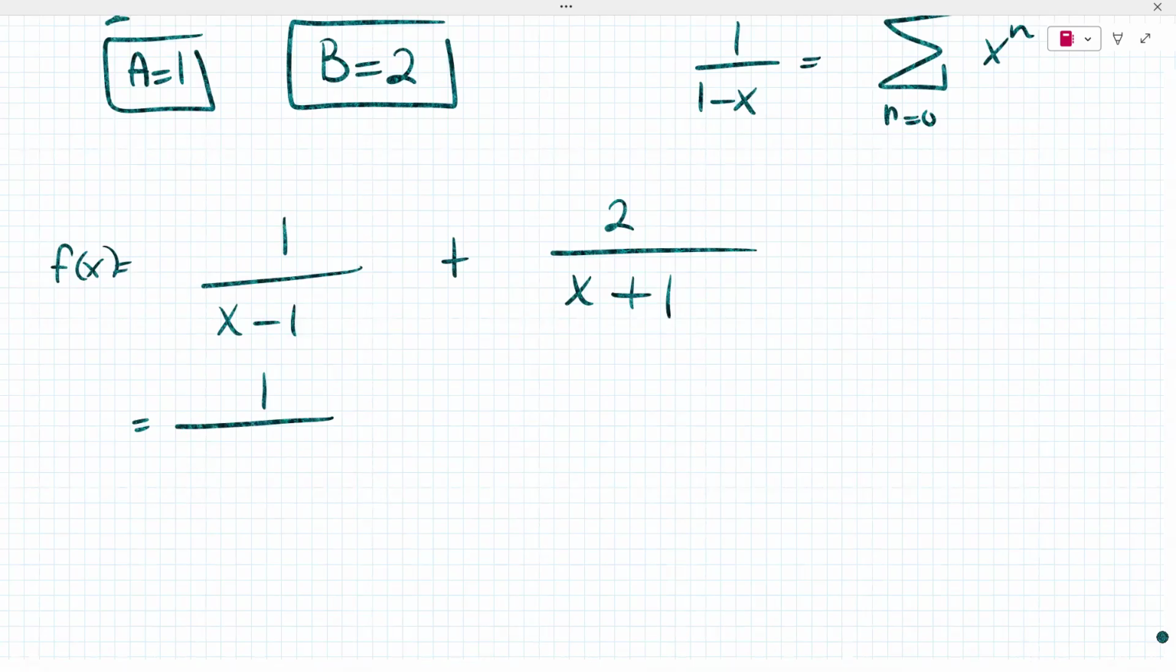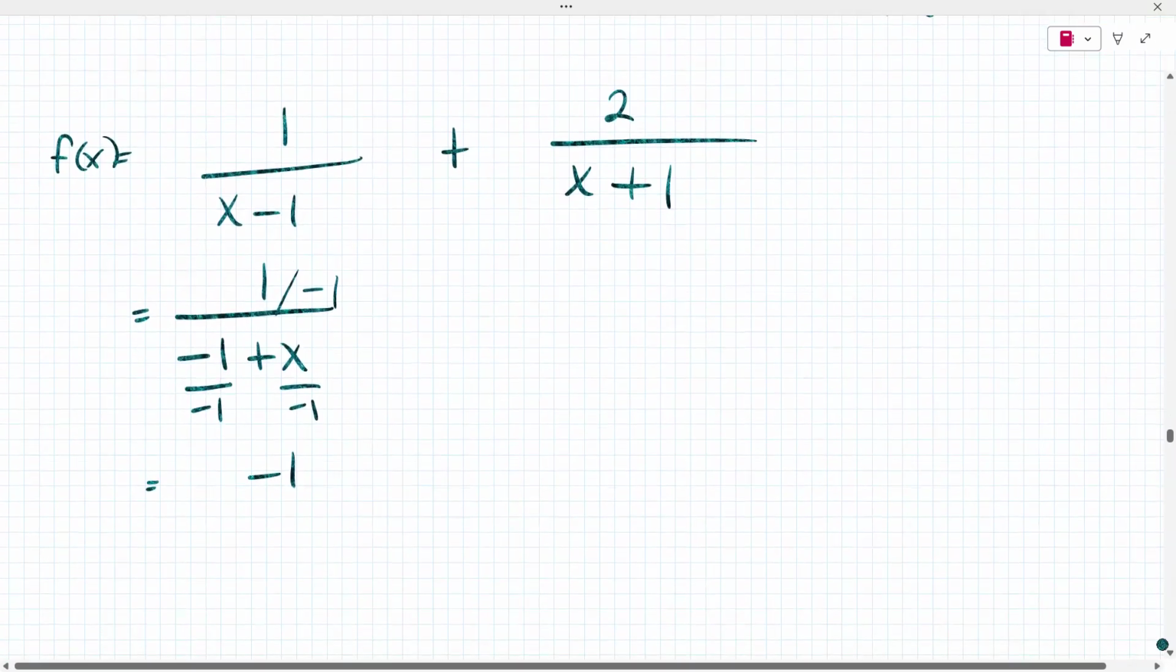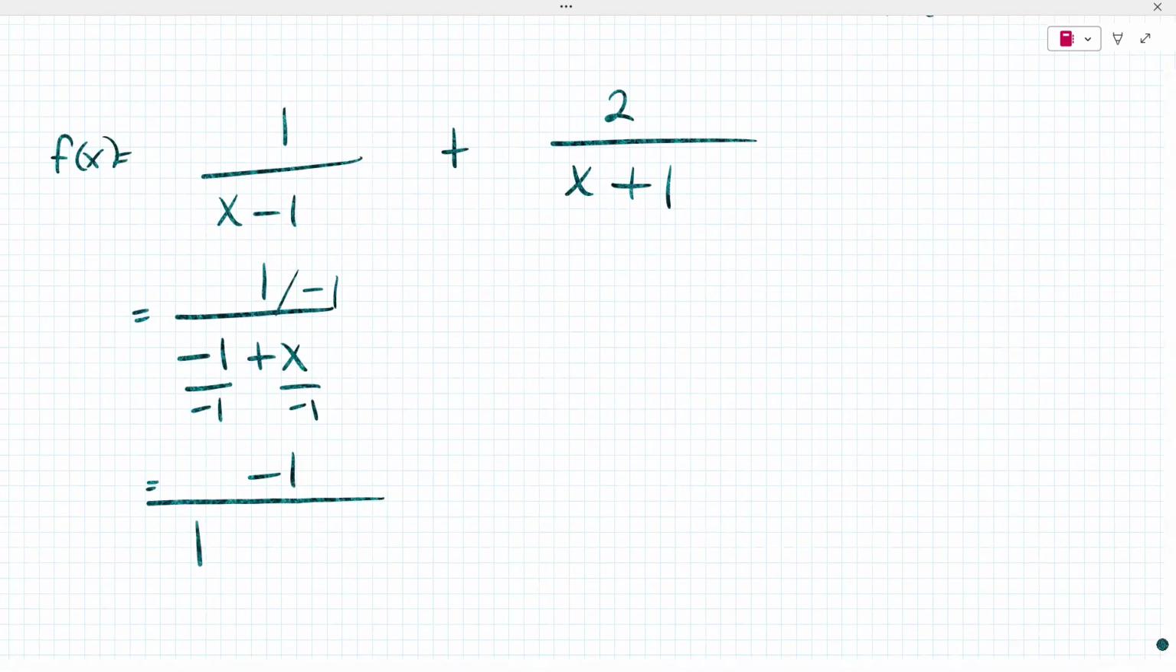right? It's actually 1 over, and then this is negative 1 plus x, right? So yeah, we got to do some manipulation. We got to make it look like this. So what we have to do is make this negative 1 into a positive 1 by dividing everything by negative 1. Okay, so I get negative 1 over negative 1 is positive 1. X divided by negative 1 is negative x.